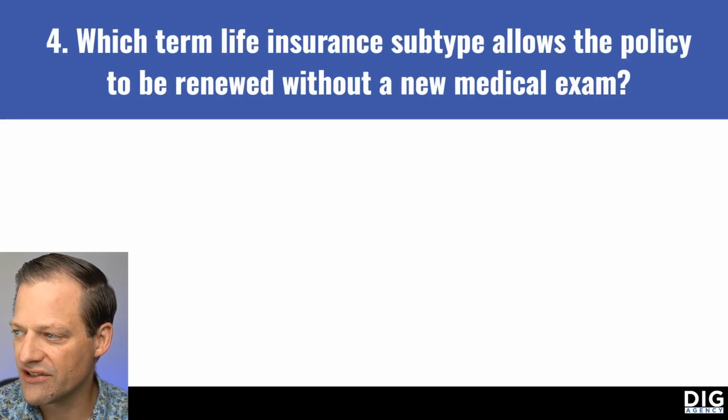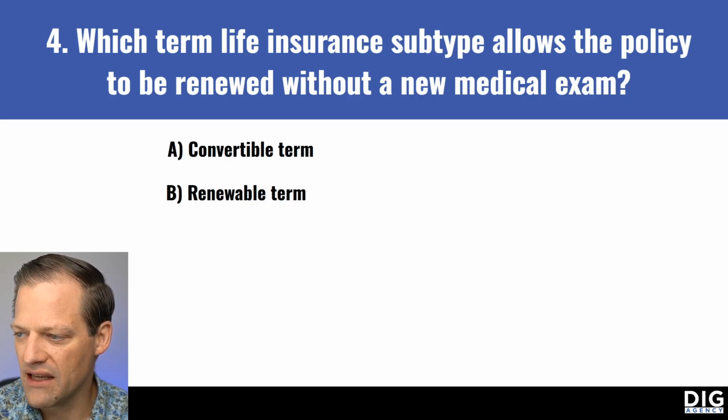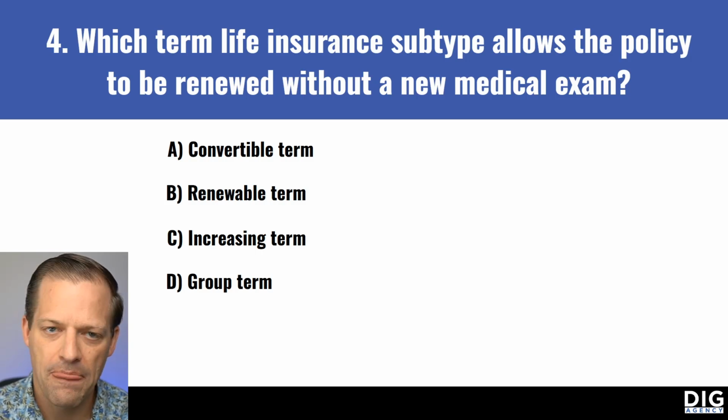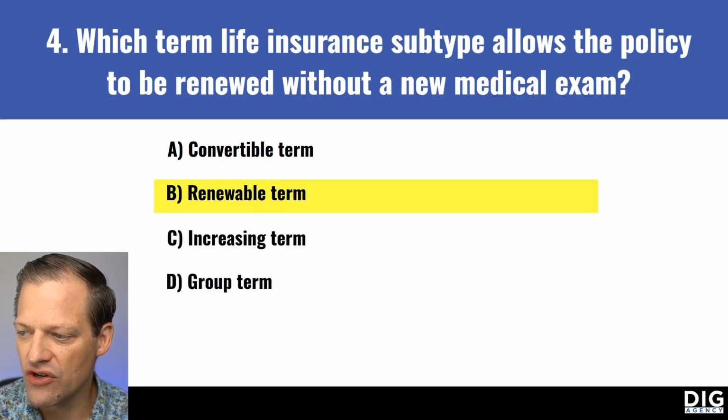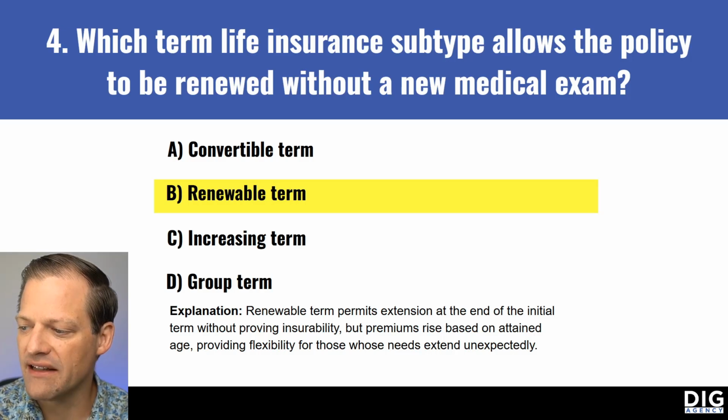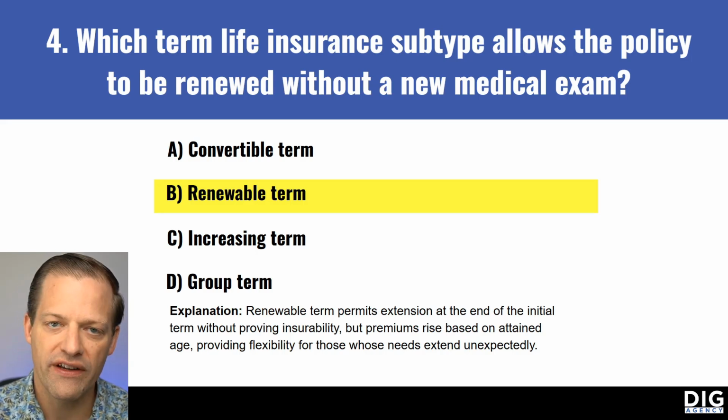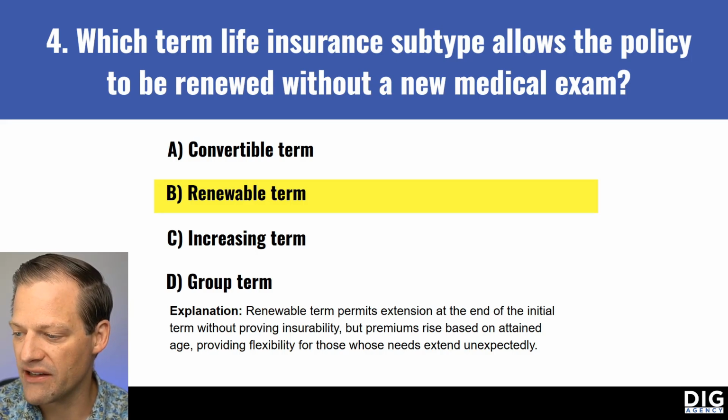Which term life insurance subtype allows the policy to be renewed without a new medical exam? A, convertible term. B, renewable term. C, increasing term. Or D, group term? The answer is B, renewable term. And what that means is that renewable term permits extension at the end of the initial term without proving insurability. But premiums rise based on the attained age, providing flexibility for those whose needs extend unexpectedly.